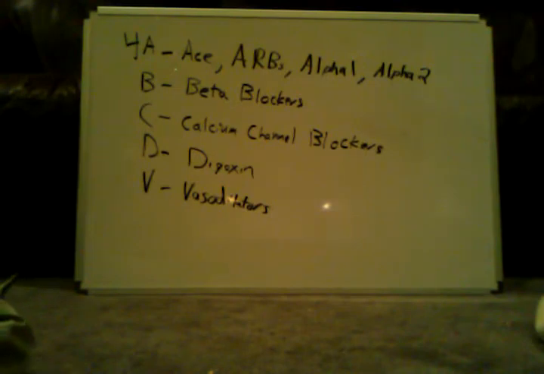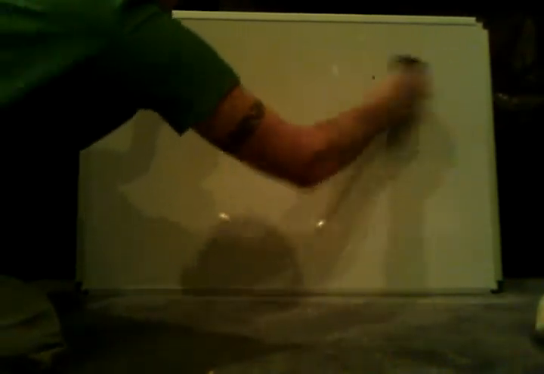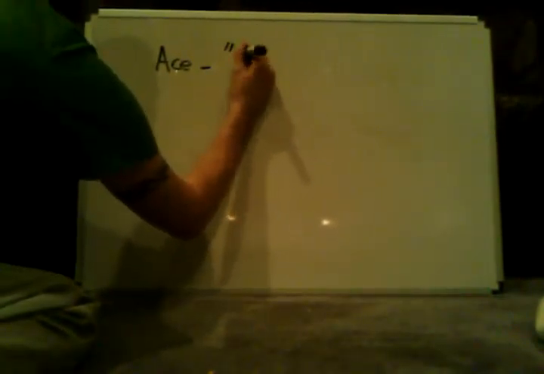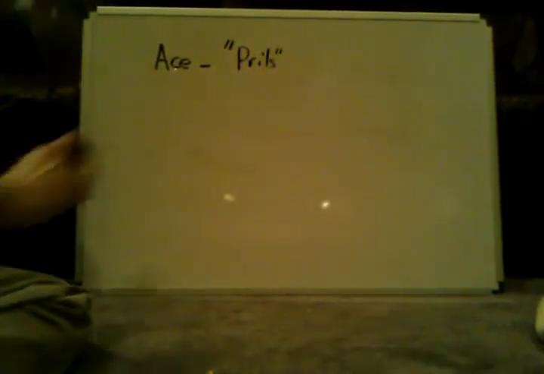So, there is that. Now I'm going to go ahead and break these down a little bit more. That helps you remember the groups. But now we have to remember what are in the groups. So, in ACE inhibitors, they are the prils. Well, prils.